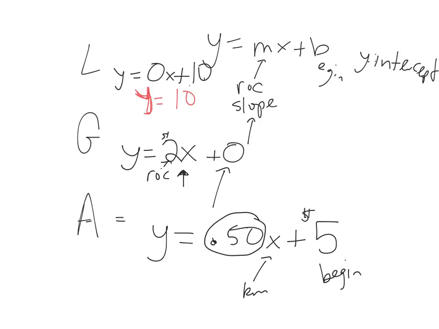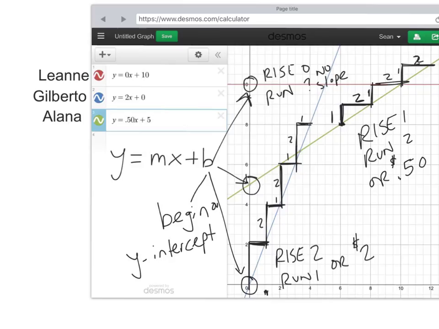And I want to show you how this is represented in graph form. So here's the graph, and here are those formulas I was saying. Here's Leanne's formula, y equals 0x plus 10. So this is Leanne's line right here. It's constant. It crosses at 10. There's its y-intercept right here. And then for every value of x, y is 10. So no matter how far over on this number line you go, this never changes. There is no slope, so it's 0. So it's $10 for every kilometer, no matter what.